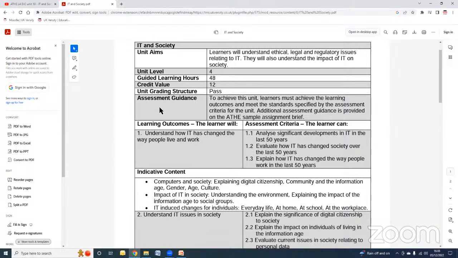We'll now look into computers and society, explaining what is digital citizenship, community and information, age, gender, culture. Also, we're going to look at the impact of IT on society. So we're going to look into understanding the environment, explaining the impact of the information age on social groups, and IT-induced changes for individuals in everyday life, at home, at school, at the workplace.